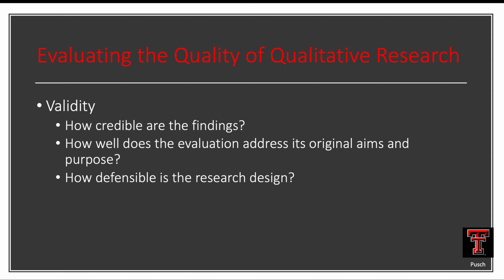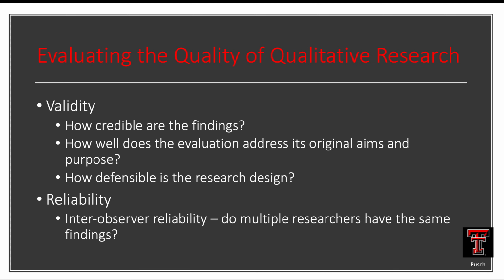Okay, so finally, after you're done doing your results, you're going to evaluate the quality of your research. So validity, so how credible are your findings? How well does the evaluation address its original aims and purpose? How defensible is the research design? So what you're going to be doing for your final project is looking for potential problems with validity. Additionally, reliability. So this is not going to be a concern necessarily for you because you're not going to have more than one researcher. But if you do have more than one researcher, you want to see, okay, did all our researchers kind of have the same findings or were they wildly different?